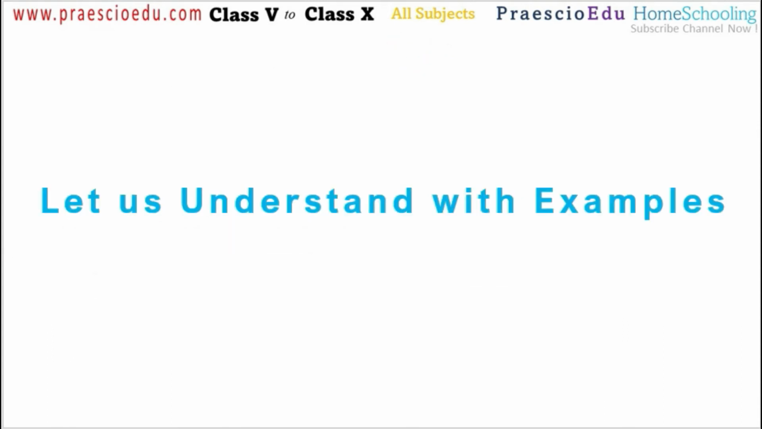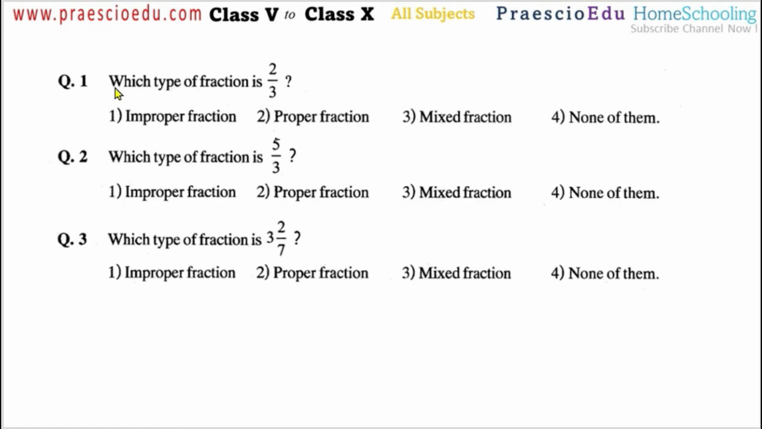So let's go and understand the examples. Through the examples we are going to clarify our concepts and fundamentals. Question number 1: which type of fraction is 2 upon 3? Here 2 is the numerator and 3 is the denominator. The denominator is greater than the numerator, so this is a proper fraction, option number 2. Question number 2: which type of fraction is 5 upon 3? Here the denominator is smaller than the numerator, so this is an improper fraction.